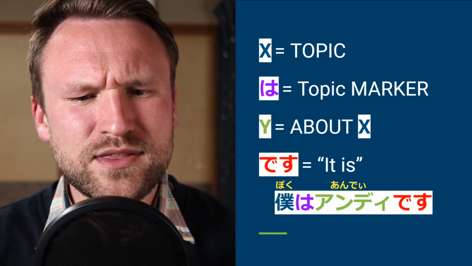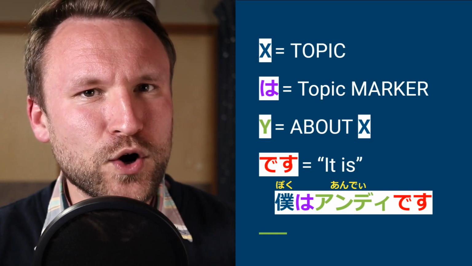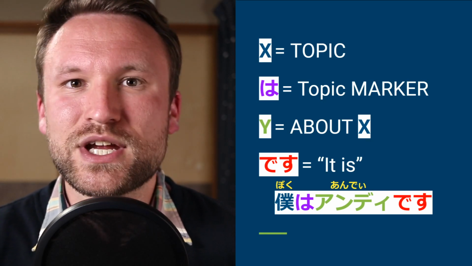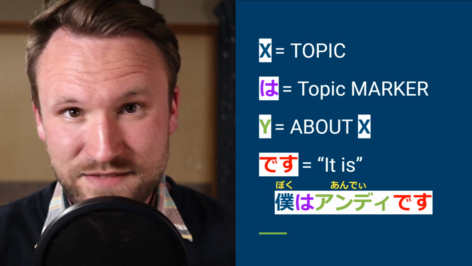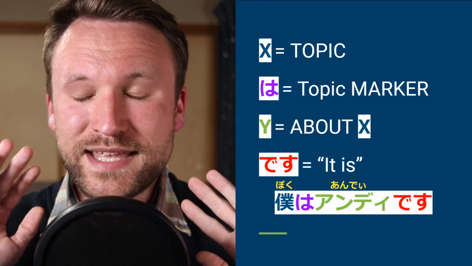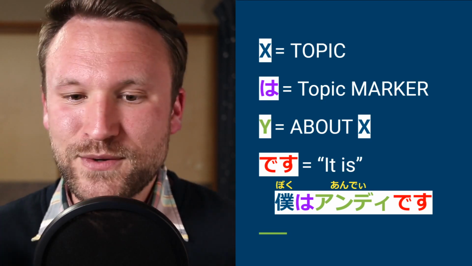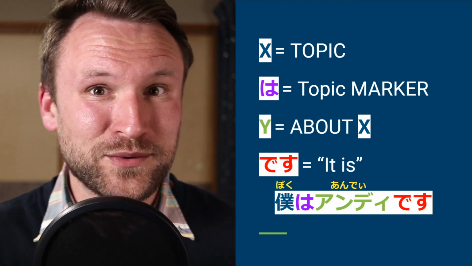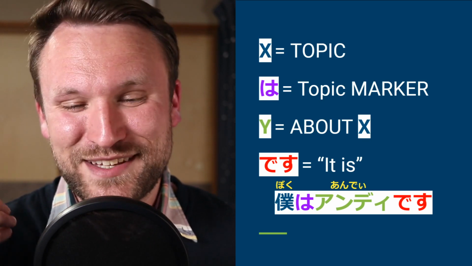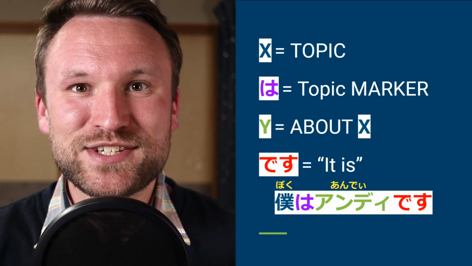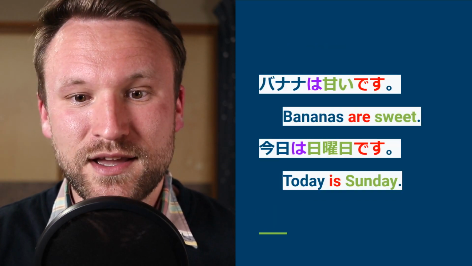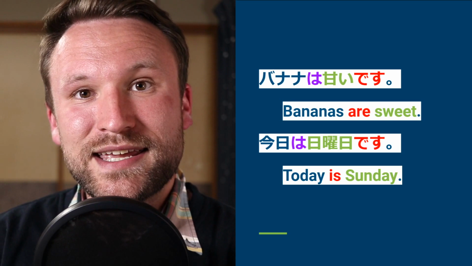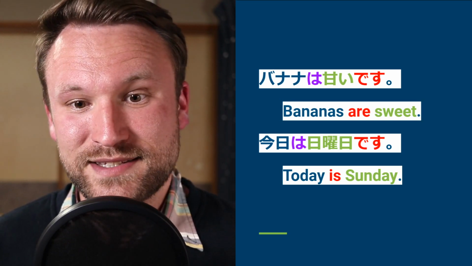Once again, I want to mention that you don't need boku wa or watashi wa when you're introducing yourself. You could just say Andy desu. Lots of Japanese people just say it that way. It's perfectly okay. So if you can't get boku wa or watashi wa off the tip of your tongue, it's perfectly okay just to say your name and desu. So don't worry about that too much. All right, let's go ahead into some example sentences now.